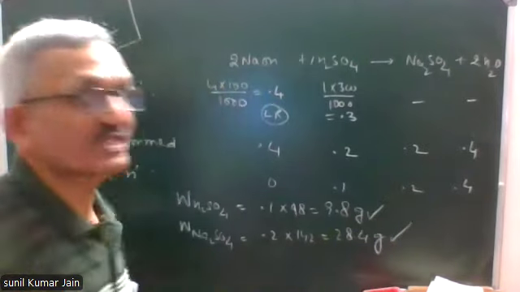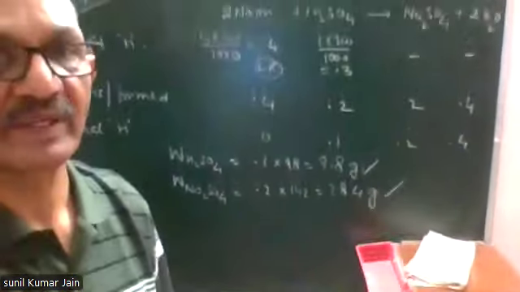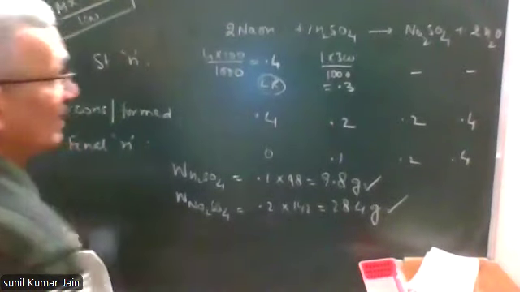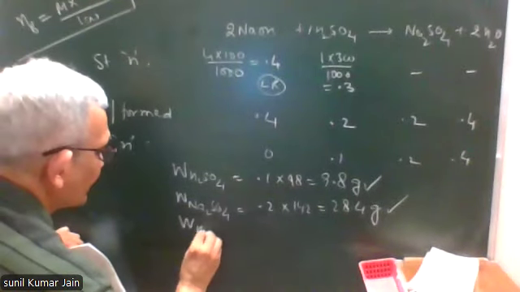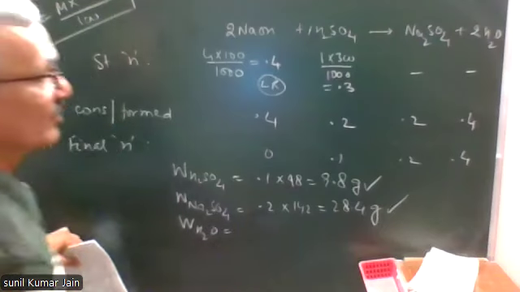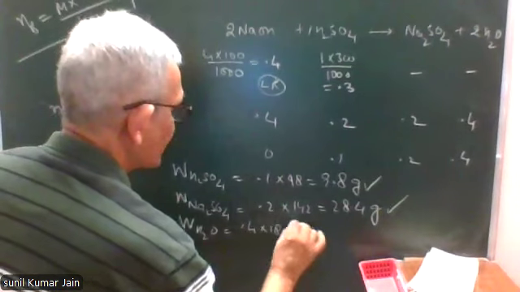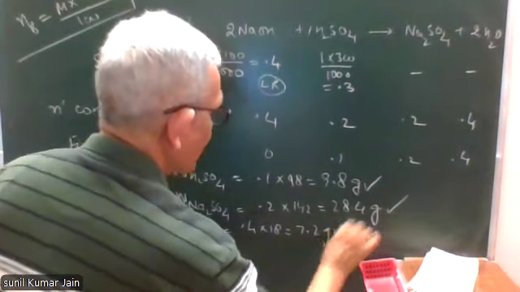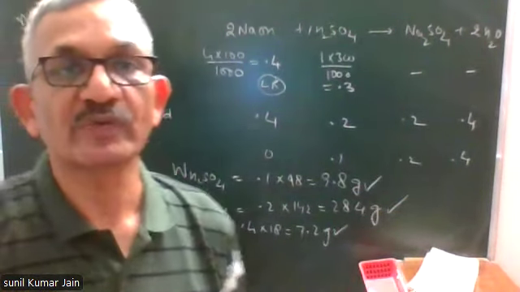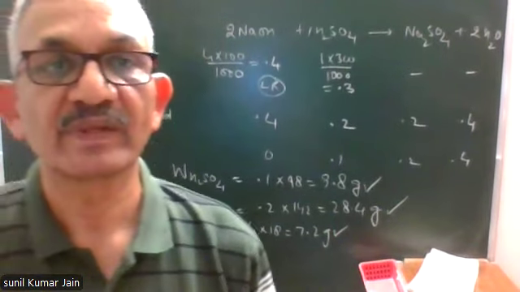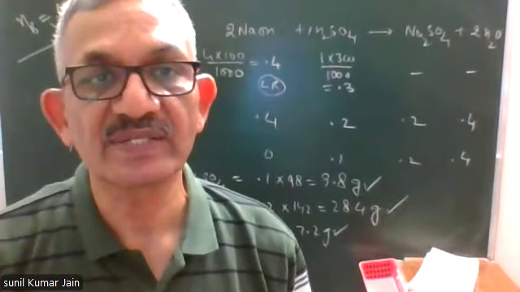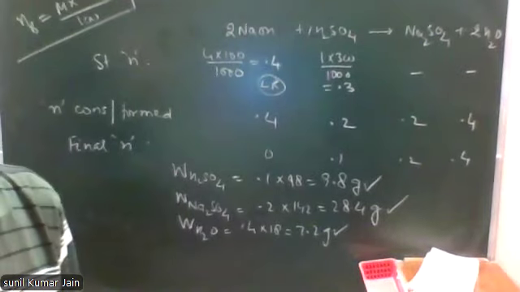28.4 grams of sodium sulfate will be produced. Third, weight of water formed will be 0.4 mole into molecular weight 18. 7.2 grams of water will be produced during the reaction. Right? So these are the 3 answers of the numerical.